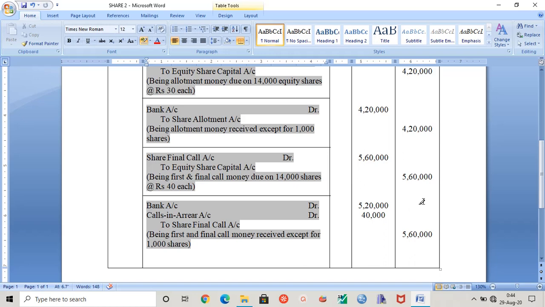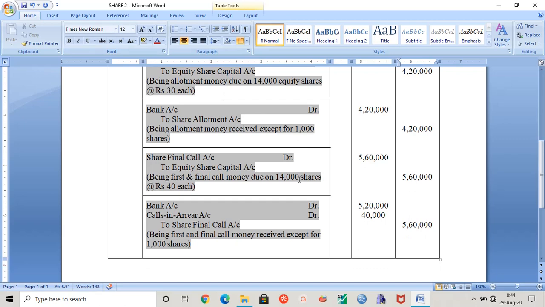So what does it mean actually? This is showing that the amount to be paid was rupees 5,60,000, but out of 5,60,000, only 5,20,000 has been received.